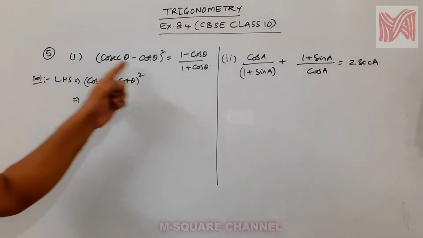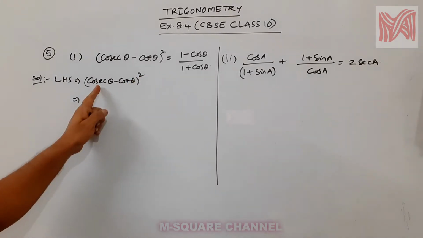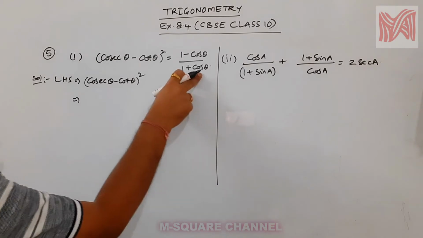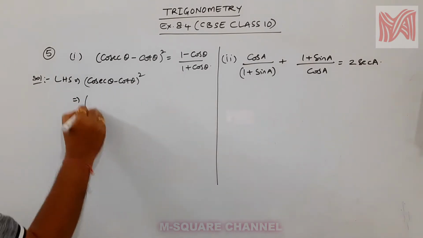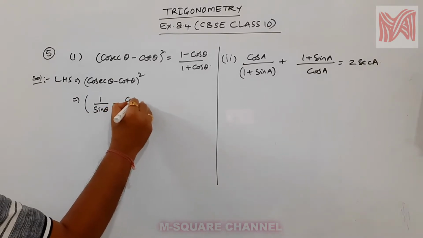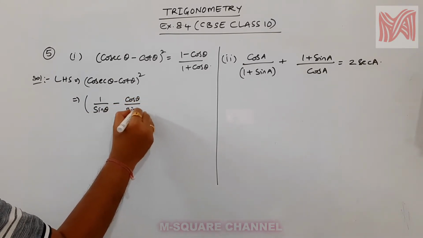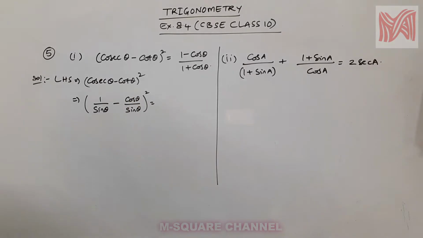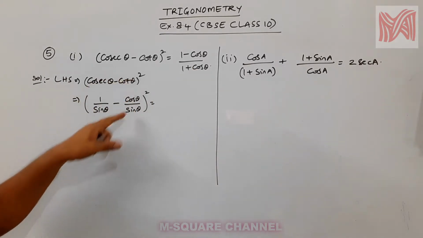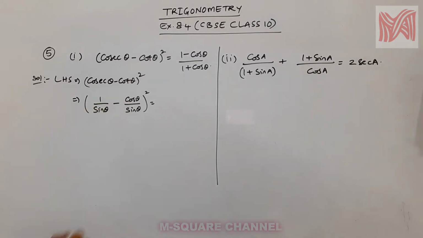Don't expand this (a minus b) whole square. First, we change the inside, because the answer is in the form of cos. That's why we write 1 by sin theta minus cos theta by sin theta, whole square. First change into sin and cos, because the answer is cos.